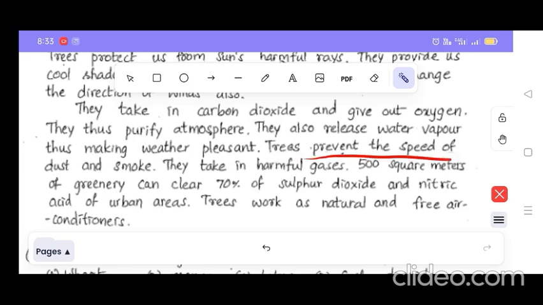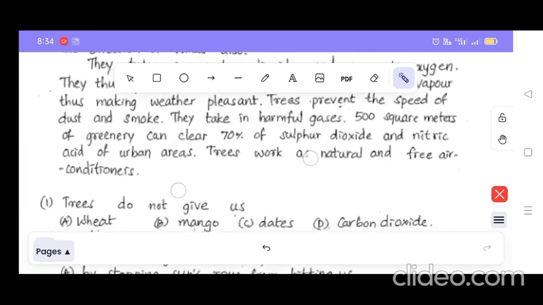Trees prevent the spread of dust and smoke. They take in harmful gases. 500 square meters of greenery can clear 70% of sulfur dioxide and nitric acid from urban areas. Trees work as natural and free air conditioners. See, this is all about the passage. Now let us go to the questions and find out the answers one by one.